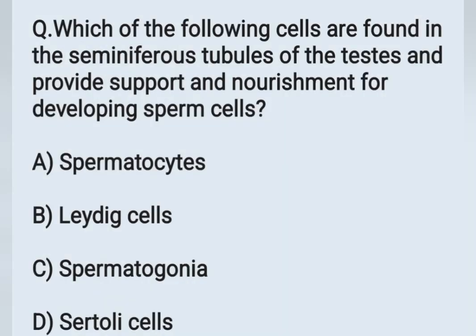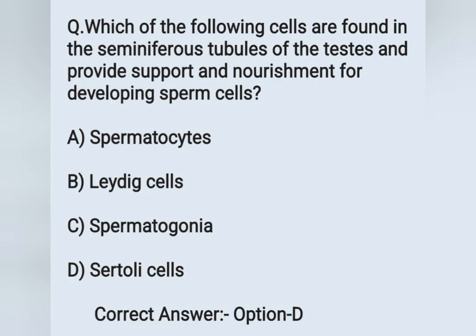And the next question is which of the following cells are found in the seminiferous tubules of the testis and provide support and nourishment for developing sperm cells? Options: option A spermatocytes, option B Leydig cells, option C spermatogonia, option D Sertoli cells. The specialized cells present in the seminiferous tubules of the testis that provide support and nourishment for the developing sperm cells are known as Sertoli cells. Option D is the correct answer.